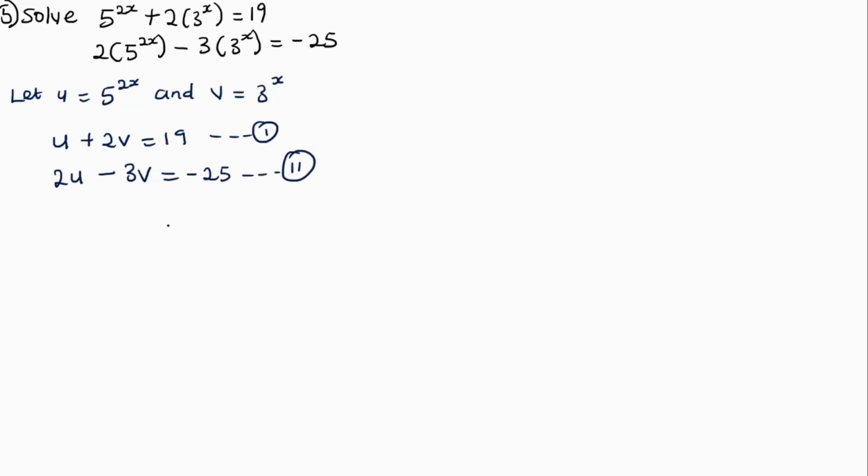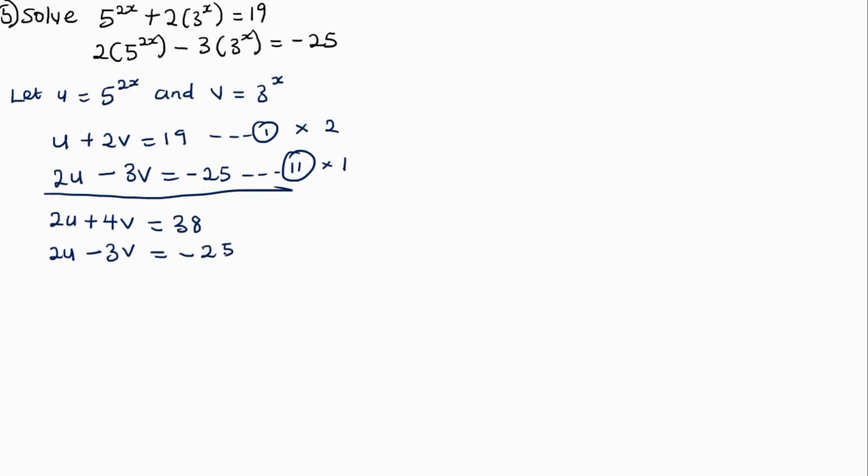Once we do that, all we want to do is simply multiply the first equation by 2 and multiply the second equation by 1. So that's what we're going to do right here. Once we do that, we have 2 times 2, 2u, plus 2 times 2v, 4v, is equal to 19 times 2, which is going to give us 38. And multiplying equation 2 by 1, we have 1 times 2u, 2u, minus 1 times 3v, 3v, is equal to 1 times minus 25, which is minus 25.